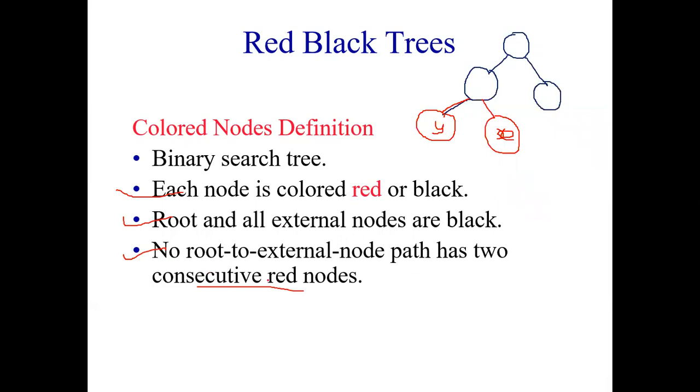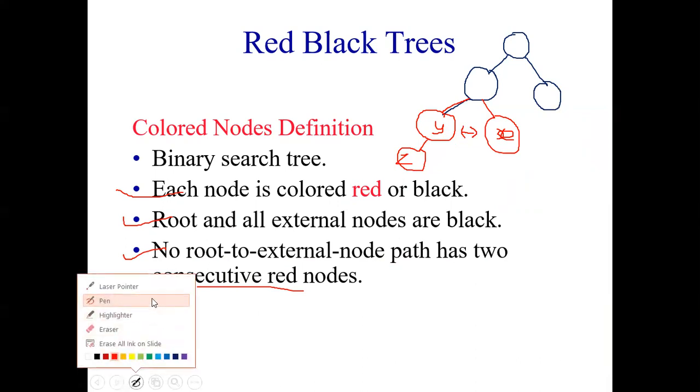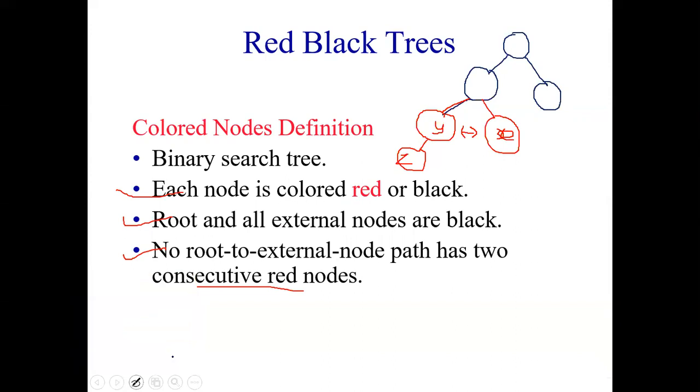No two consecutive red nodes when you travel from root to external node. No two adjacent nodes should be red in color. Here adjacent means child and parent. Y and X are not adjacent because they are siblings. So if I keep another node Z, this Z should not be red. If Z is red, you are violating the principle of red black tree. So this Z should be black.